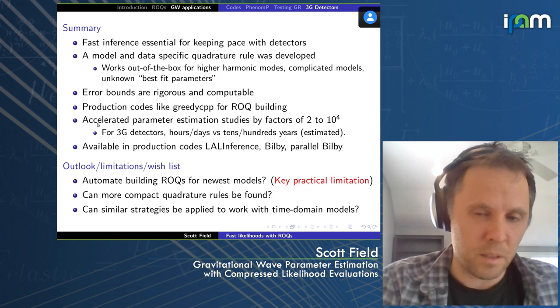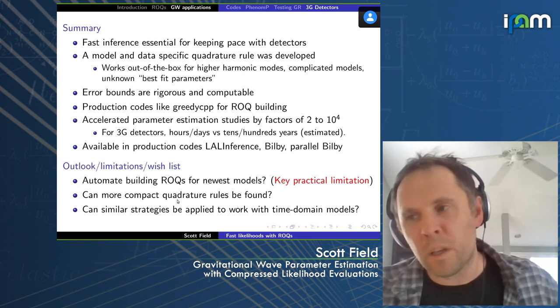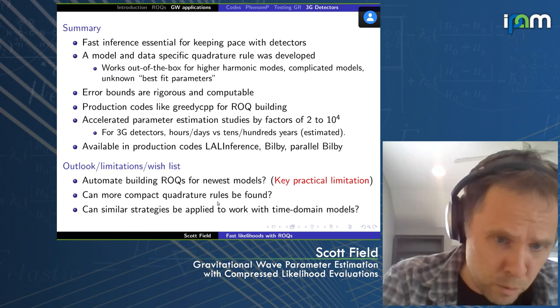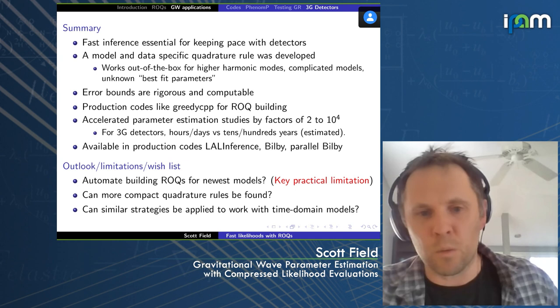So coming to the outlook and limitations and things that we would like going forward. One is we would always like more compact quadrature rules. So even though we're computing likelihoods on the order of hours, low latency sky maps would need, if you wanted to do a full Bayesian approach, to be even faster. So that may require even more compact quadrature rules. A practical limitation is that it takes a lot of person hours to build it. Even though the codes are there, babysitting them, going back and checking that things work is a significant investment in one's time.